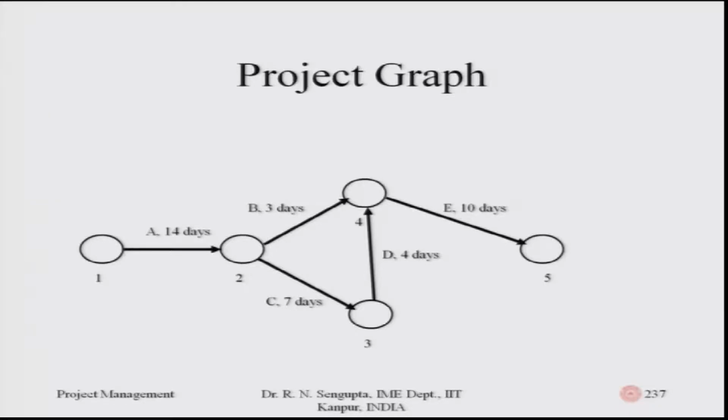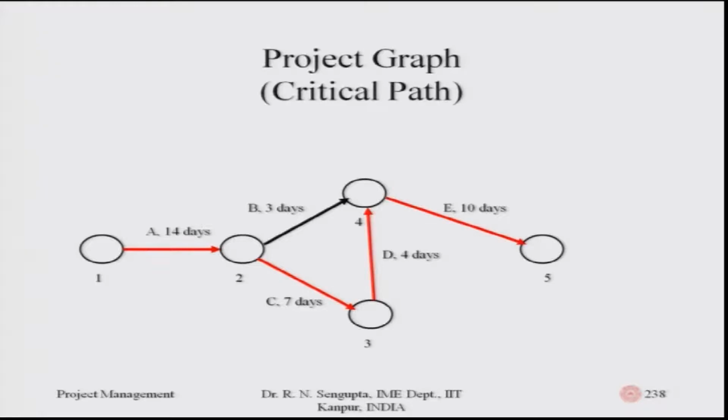and provided D and B is finished, then only you can start E. So, you start at 1, finish at 5, considering the activities are A, B, C, D, E in some sequence. Now, in this diagram, in order to make you understand, I have marked the path or the set of paths of the activities which are critical. So, this is basically A, C, D and E.